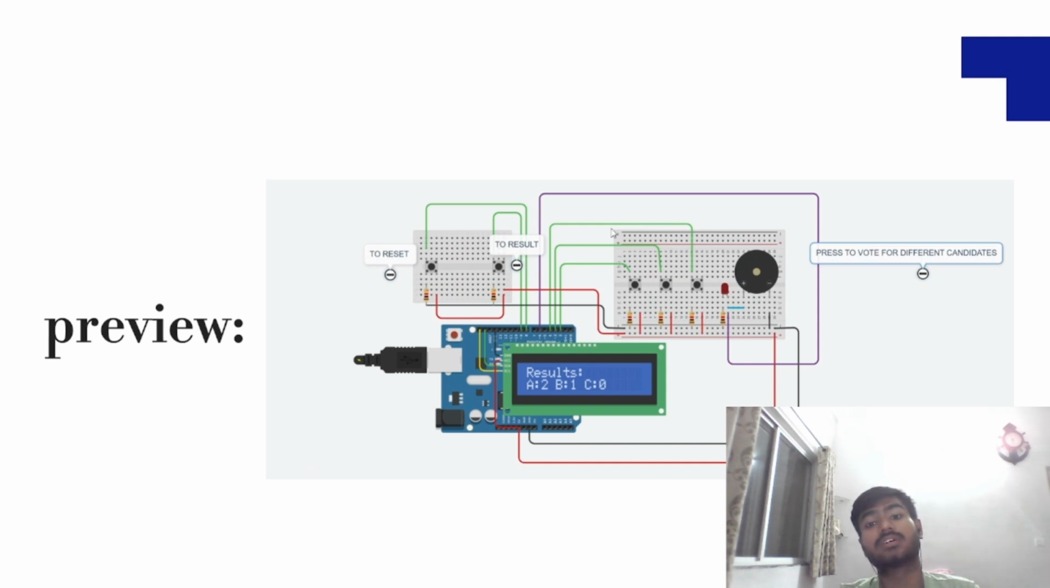So this is the show votes, where it will show the votes of each and every candidate. For candidate A there is 2, candidate B there is 1, and for C there is 0, which means that the button for candidate A was pressed 2 times by 2 different users. For candidate B, button B was pressed only 1 time, and for C no user has pressed it.